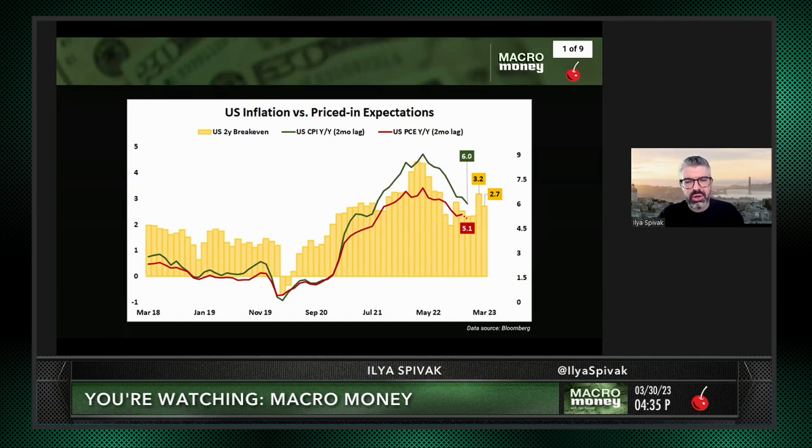a chart you will have been familiar with if you follow Macro Money. This is a chart of U.S. CPI and PCE, both headline measures of U.S. inflation, graphed over the 2-year U.S. Treasury's break-even rate. The break-even rate is the difference between nominal and real bond yields.